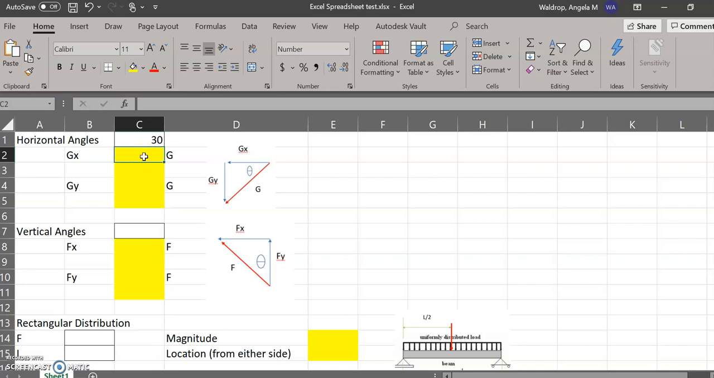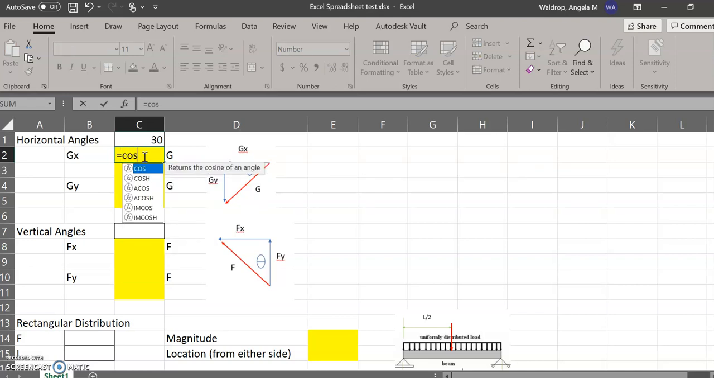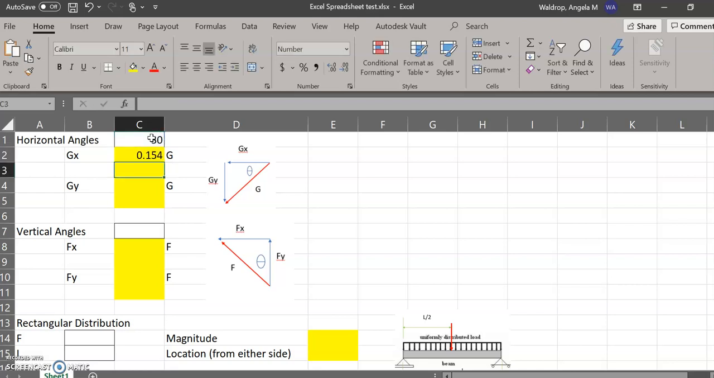Now, whenever I do any type of calculations in Excel, I'm always going to type the equal sign first. Then I would type in cos, and I would put a parenthesis. That way, any calculations that I do are inside the parentheses. I'll click on my cell here to signify the angle, close it, and then hit enter.